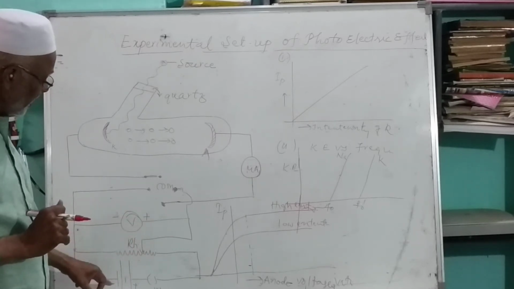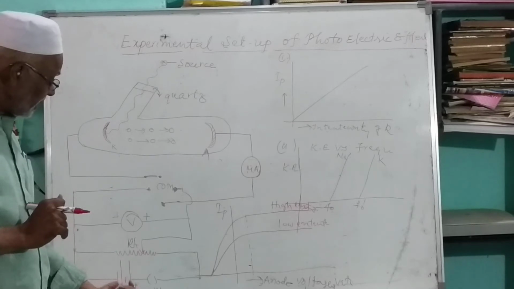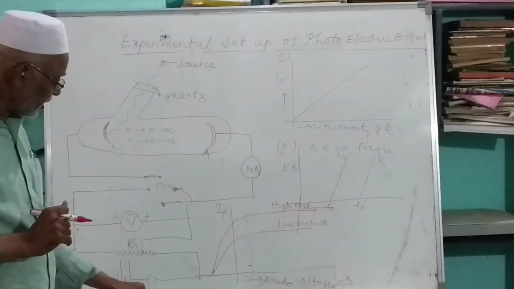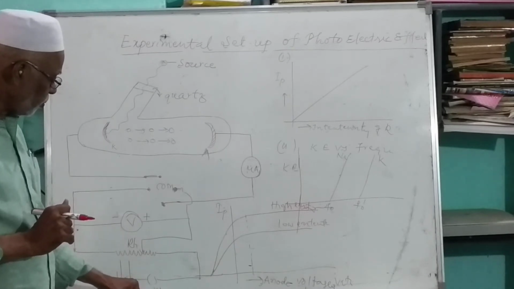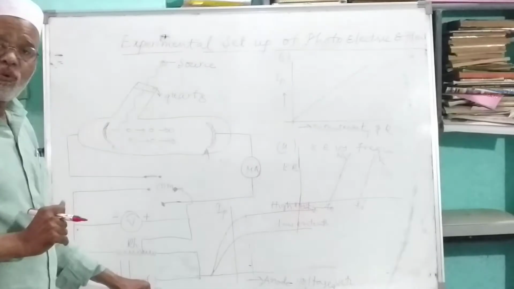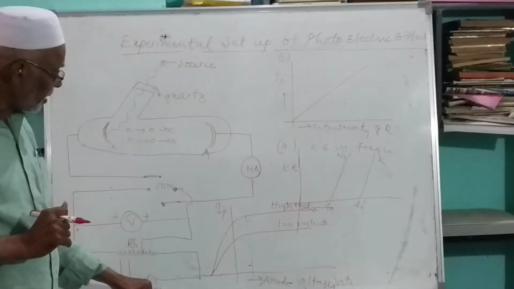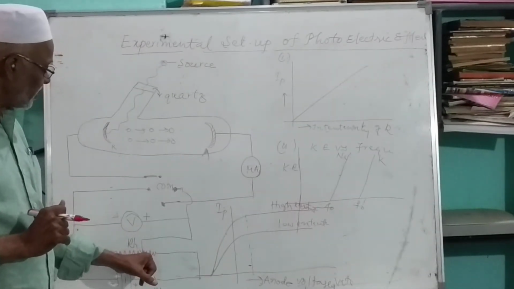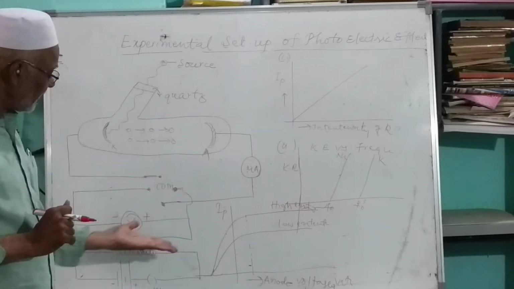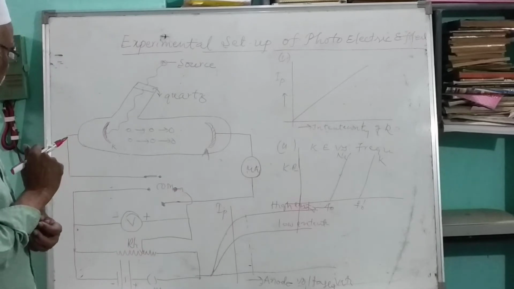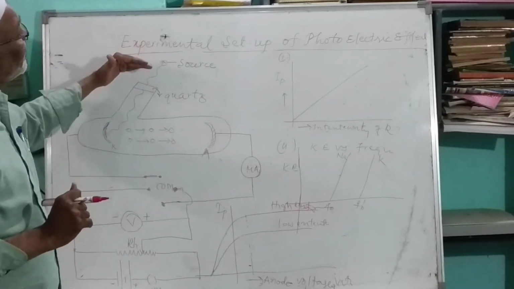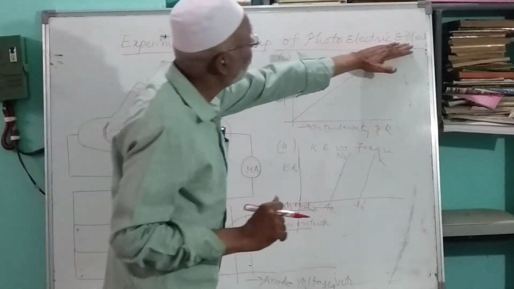Whatever voltage you apply is generated by using this high tension battery, with its negative and positive terminals. This is a plug key. With the help of this plug key, you can switch on and off. This is the rheostat. With the help of the rheostat, you can change the current or the voltage in the circuit. So this is the complete experimental setup of the photoelectric effect.